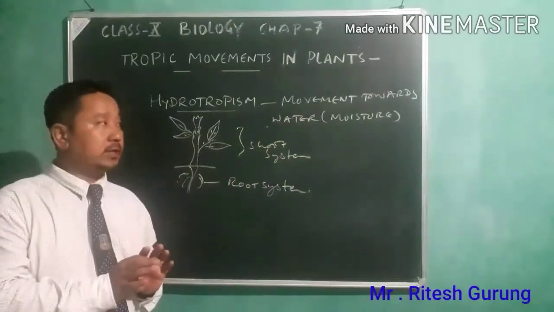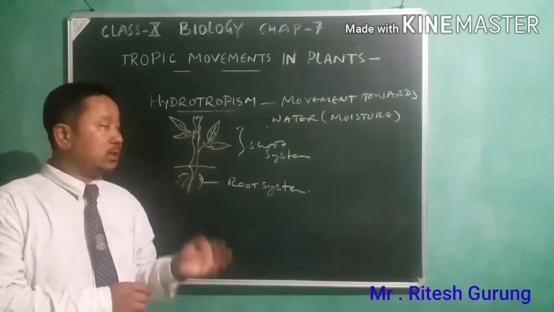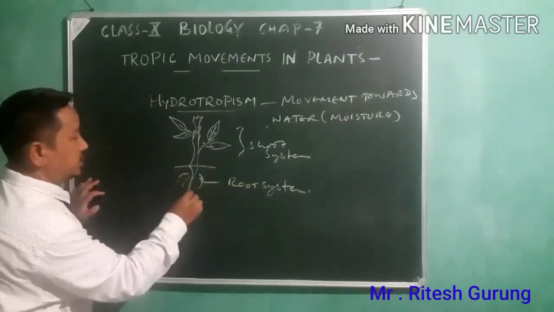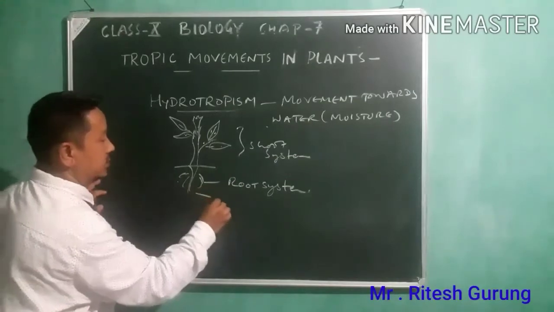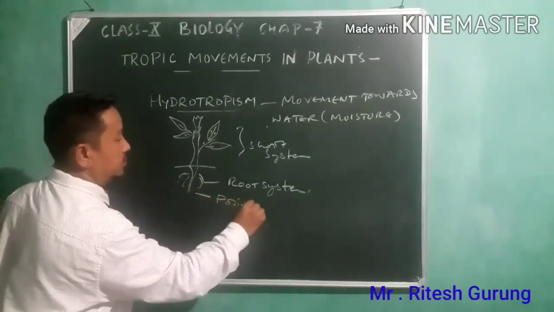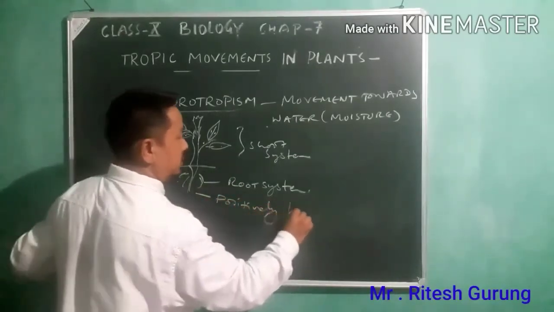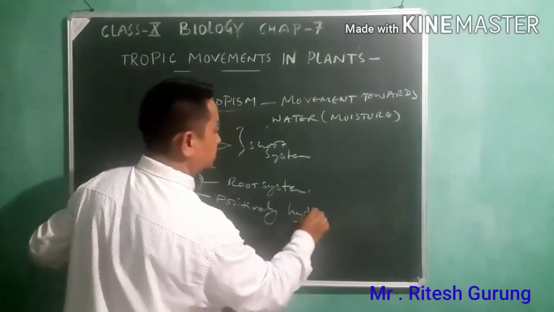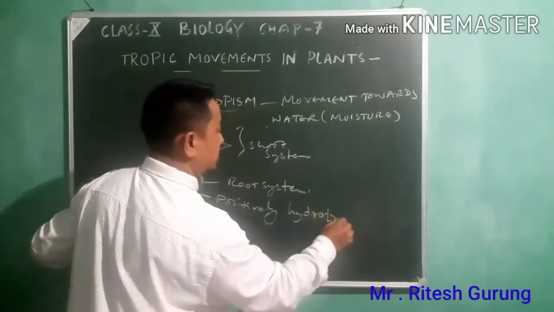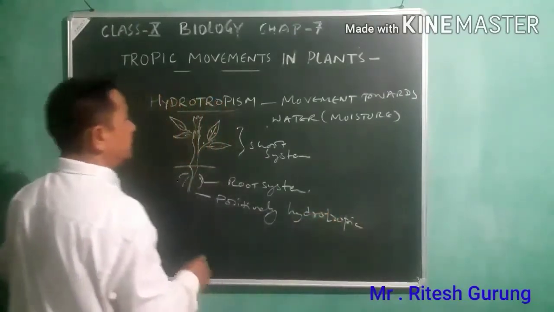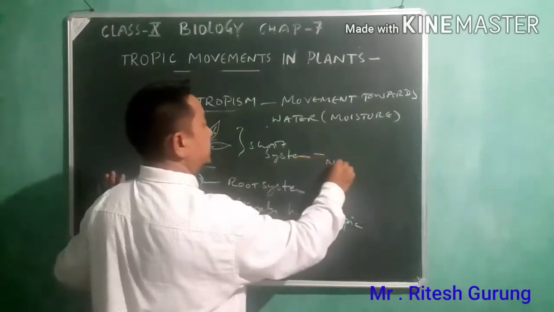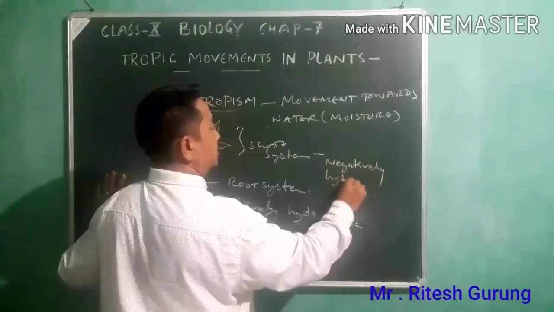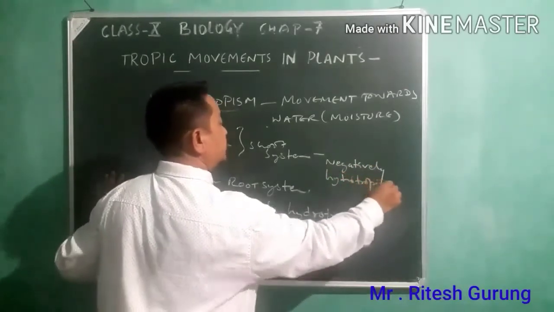So this root system is always moving towards the source of water or moisture. Wherever there is moisture or water, there it moves, which means this region is positively hydrotropic. And this region is negatively hydrotropic. Please note it down here also.